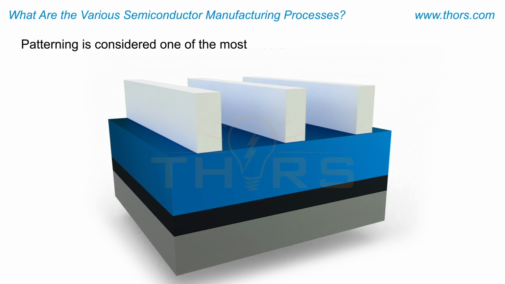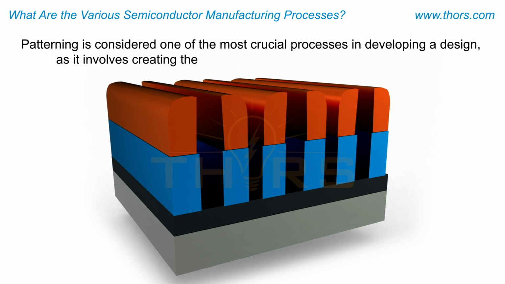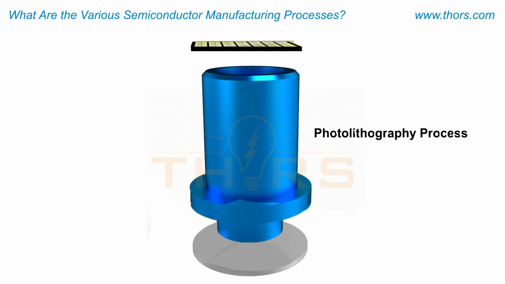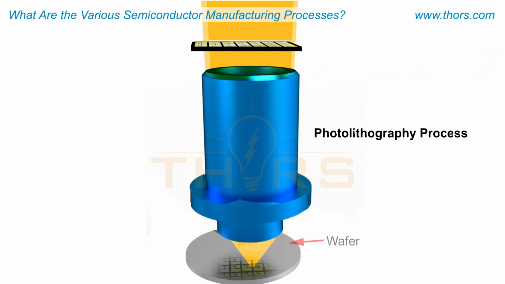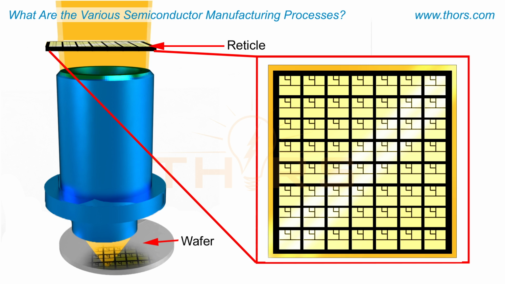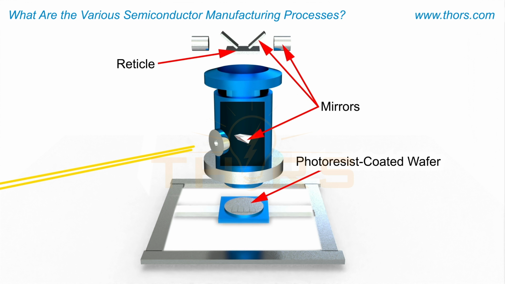Patterning is considered one of the most crucial processes in developing a design, as it involves creating the intricate patterns necessary for a microchip. Patterning is achieved through the photolithography process that involves exposing the substrate, which is typically a wafer coated with various layers of materials, to light that has a specific wavelength through a patterned reticle. The reticle contains the pattern, or design, for the microchip. This method of exposure transfers the pattern from the reticle onto the photoresist-coated wafer.